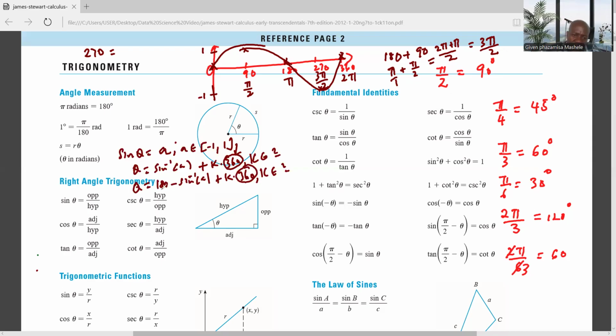Even here, instead of 180, they will just put pi, to show that we are now dealing with angles in radians instead of degrees. So you need to make sure that you familiarize yourself with this, ladies and gentlemen. It's not a matter of cramming, passing and forgetting. It's about what you are doing.